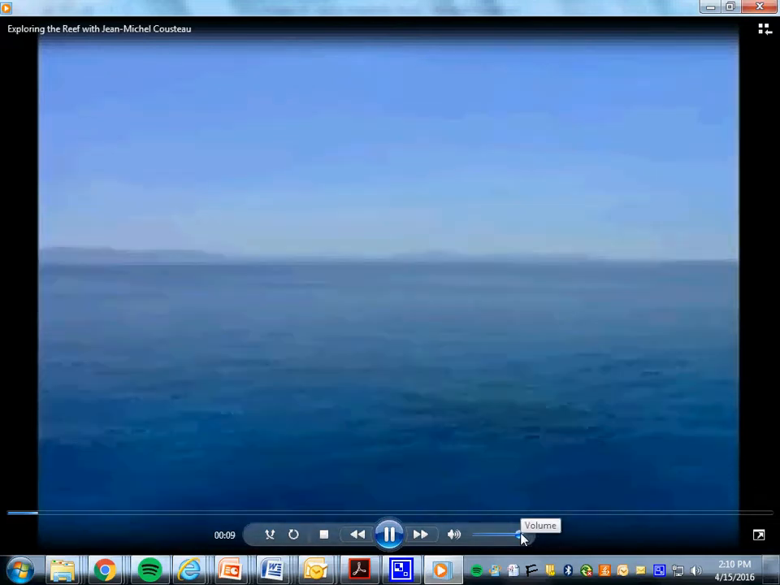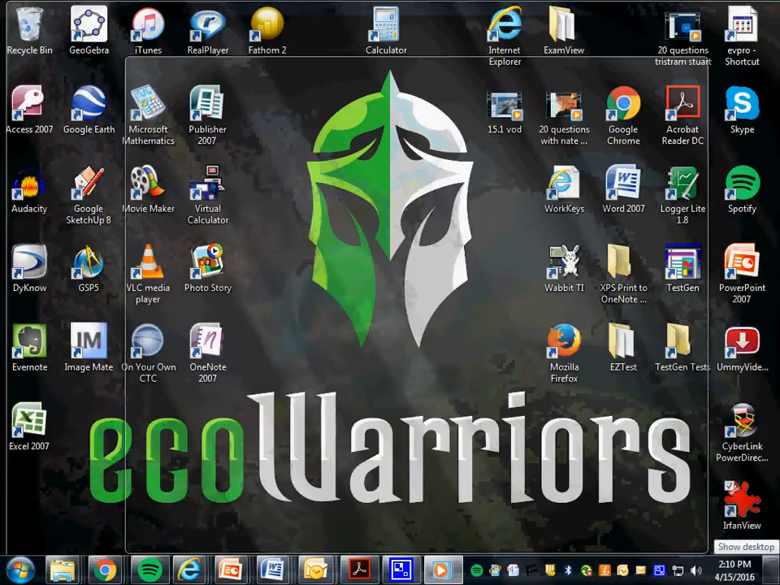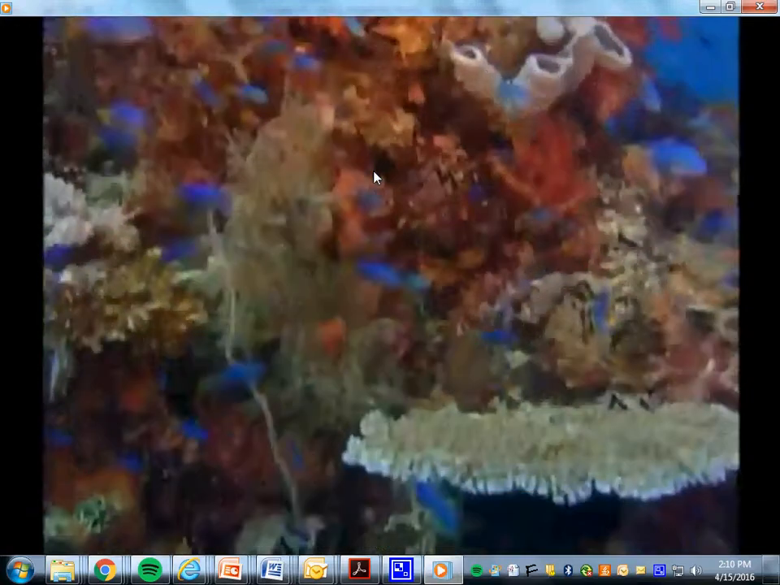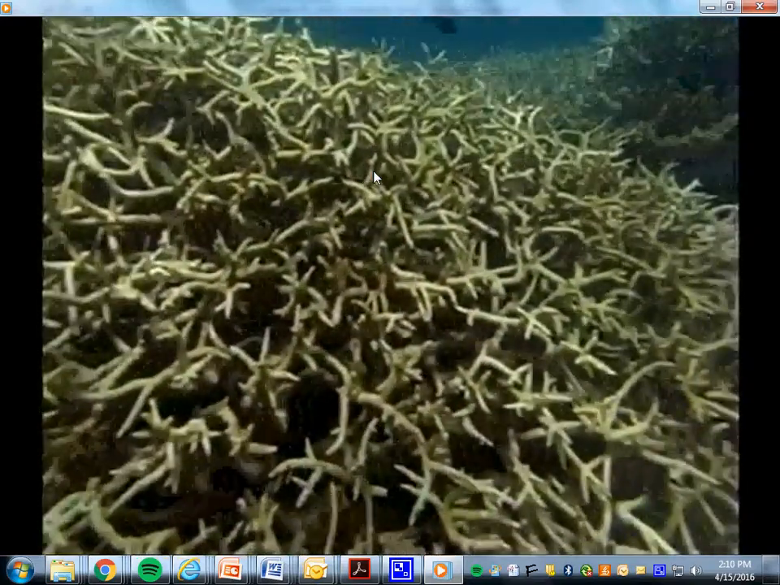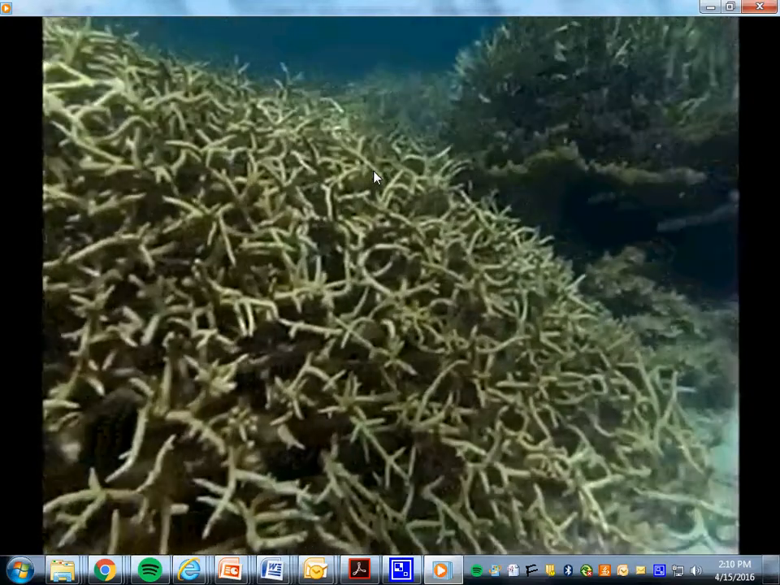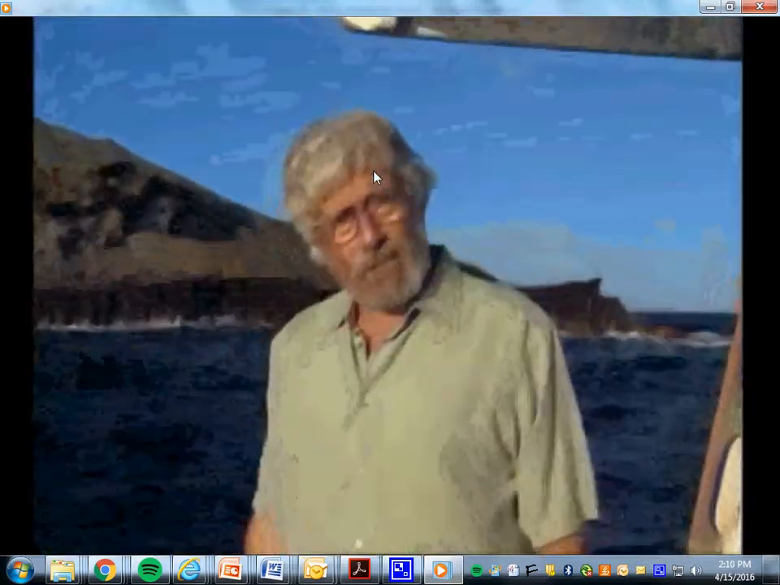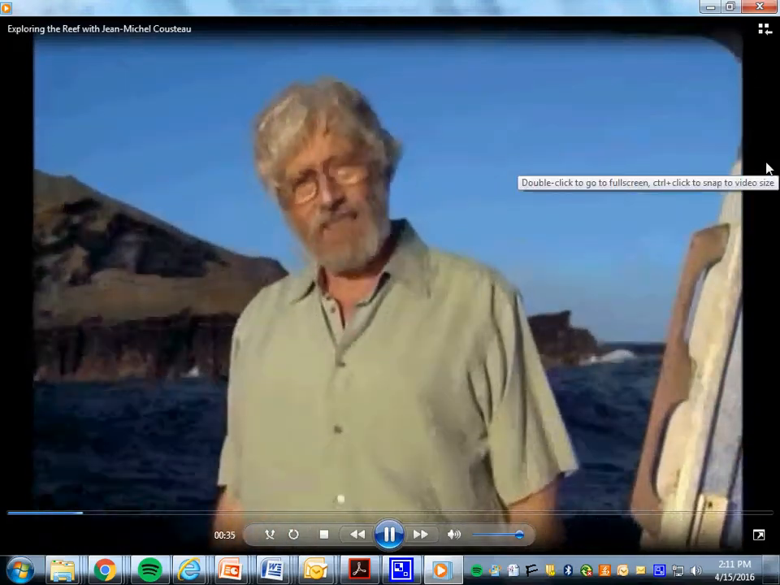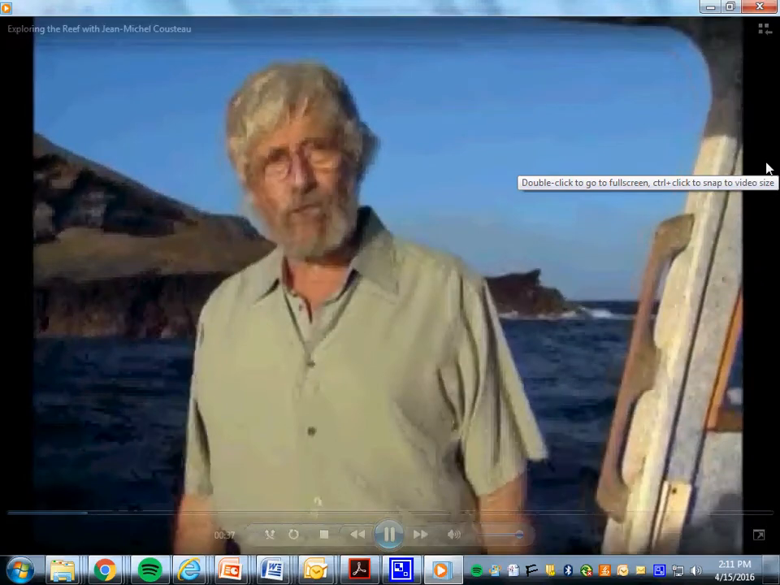The ocean. From above, a simple blanket of water. But below, a complex world full of color, life, and wonder. This is the coral reef, a timeless thing of beauty for all to enjoy. And yet, mankind's actions have destroyed over one quarter of the world's reefs. Please join me as we explore the fragile beauty of nature's underwater world. I will be your guide and your host. I'm Jean-Michel Cousteau.